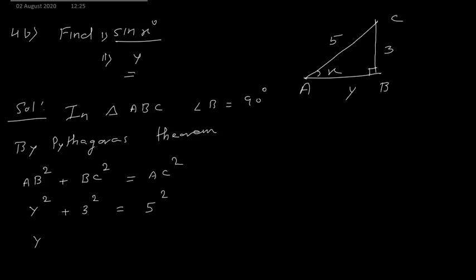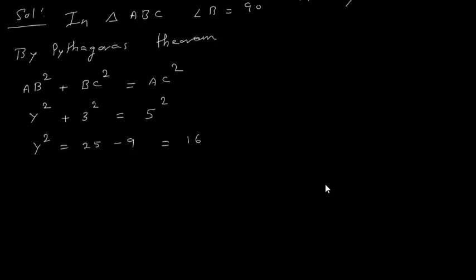So we have y square is equal to 5 square is 25 minus 3 square is 9, 25 minus 9 is 16, so y square is 16, therefore the value of y is 4, 4 4s are 16. Okay, generally a square root could be positive or negative, but here as y is a length, it will be a positive value.